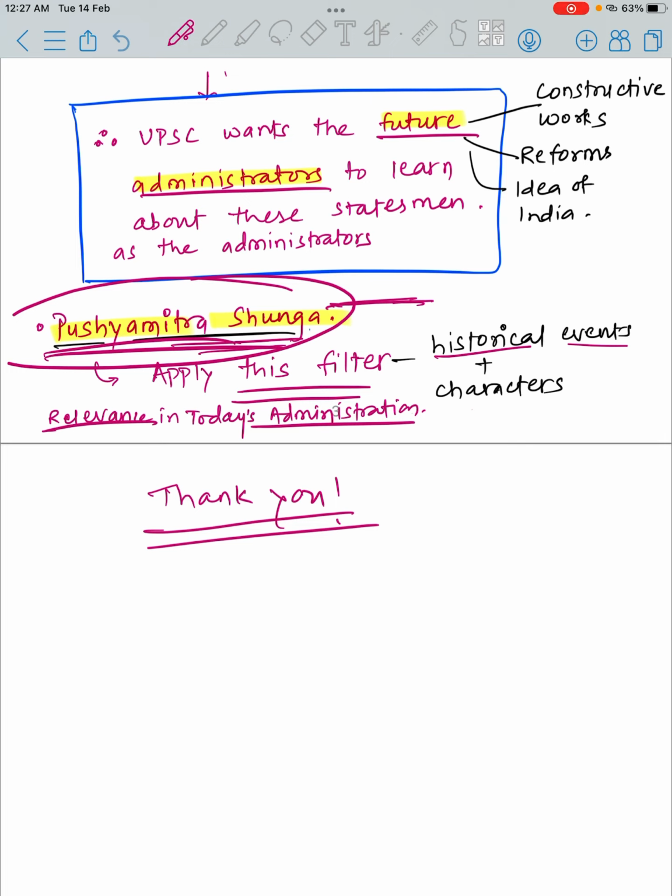UPSC wants you to learn, to study, and to catch these things while you study history. That is why these characters appear again and again in UPSC prelims and mains. That is the biggest indicator. UPSC wants you to look at these characters nicely. So let us look at these characters nicely while we study for prelims 2023.